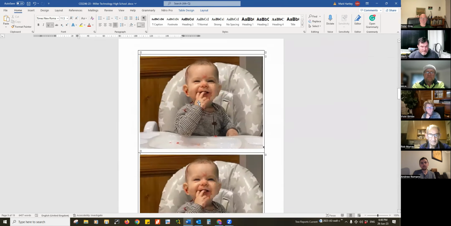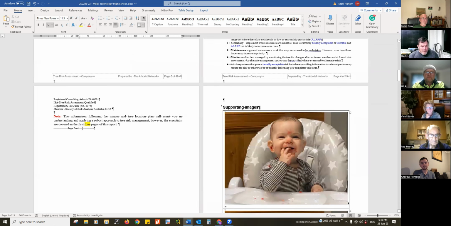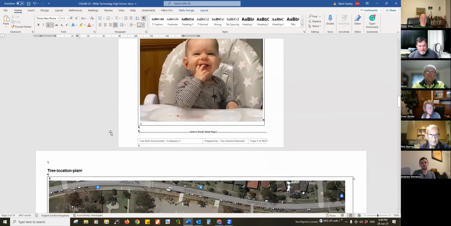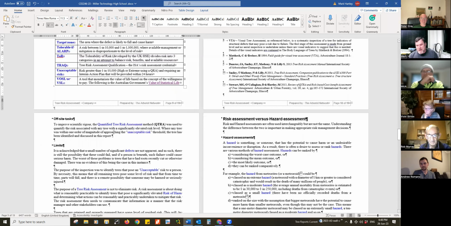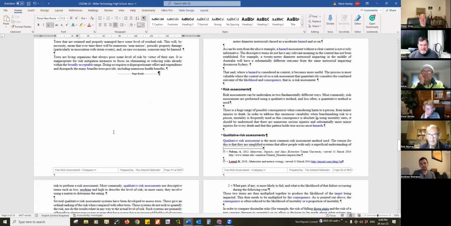Let me read that little phrase for you. The information following the images and the tree location plan will assist you in understanding and applying a robust approach to risk management. However, the essentials are covered in the first. The word for is coloured just so I know I've got to go back and change that, depending on how many pages it will be, and it's usually 3 or 4 pages. So I would say probably 95% of my clients never read this material. It's there if they want, and it'll help them understand what they're doing.